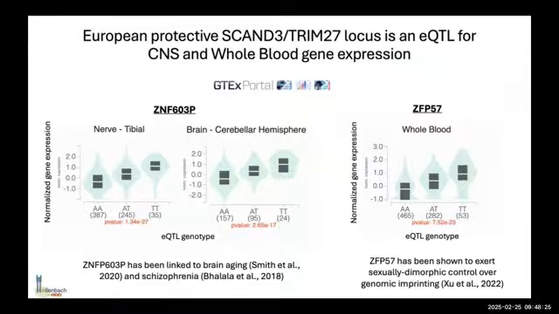ZNF603P has been linked to brain aging and schizophrenia in previous studies, whereas ZFP57 has actually been shown to exert a sexually dimorphic control over genomic imprinting. And so this suggests that this could potentially be something involved in the dimorphic presentation that we see with MS, and would be certainly interesting to follow up on.